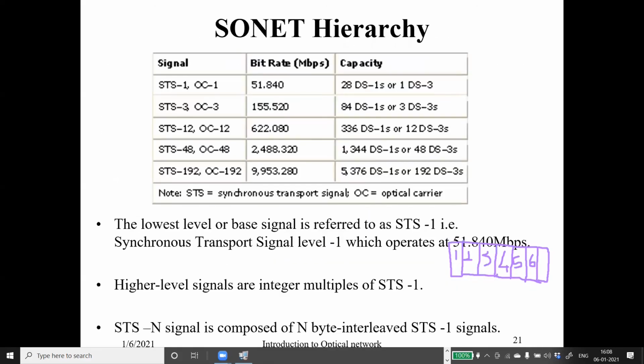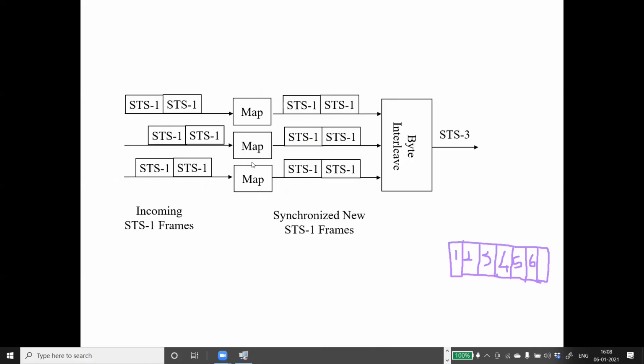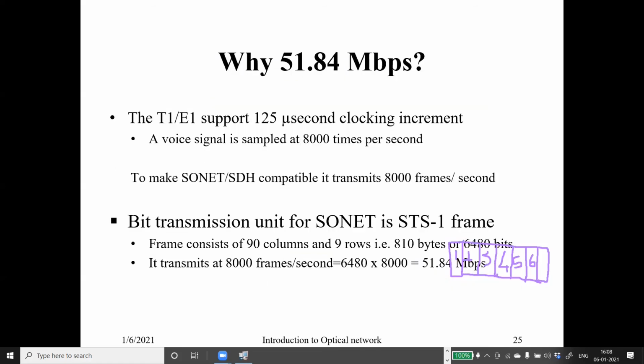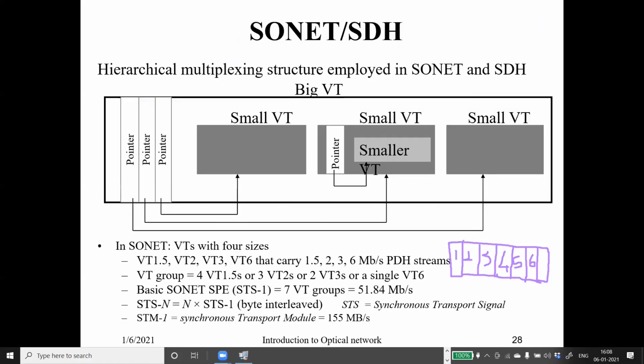So then we saw how it could handle the bigger data by simply byte interleaving. It could actually combine the frames and could handle the higher data rates. And the second was by dividing the frame into virtual tributaries, it could handle the lower data rates where each tributary would hold similar data rate, either 1.5, 2, 3 or 6 Mbps, and the numbers were 4 VT1.5, 3 VT2, 2 VT3 or 1 VT6.